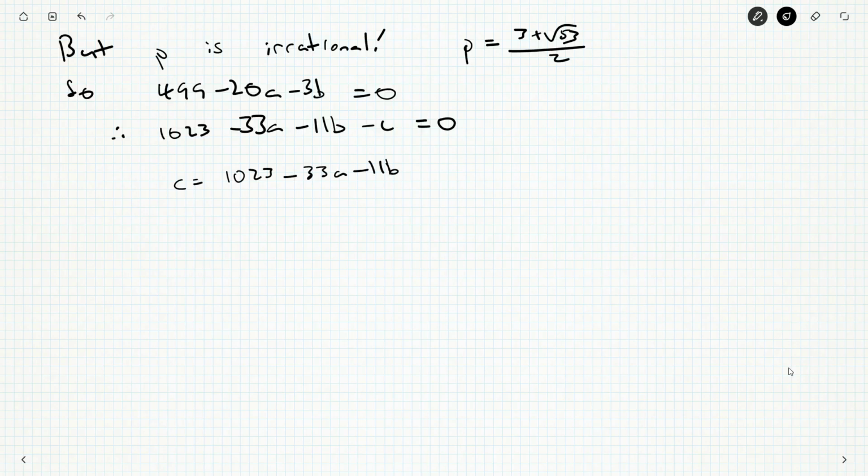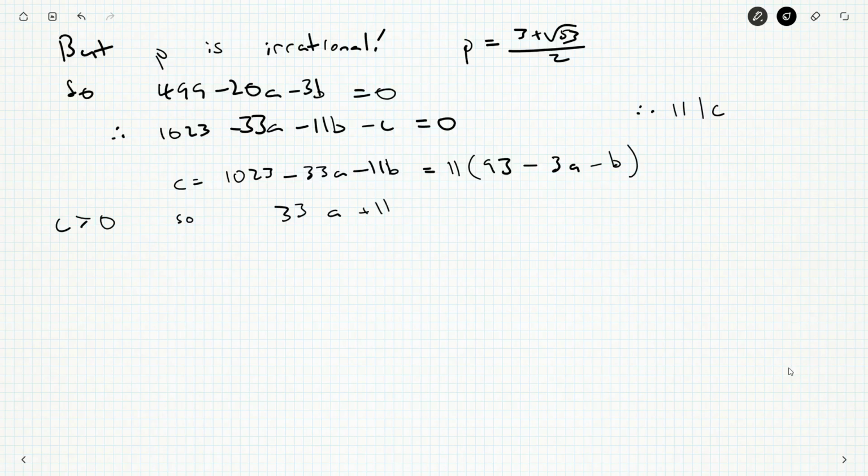Now, 11 and 33, they catch my eye. They're multiples of 11. And so is 1023, because that was 93 times 11. So that tells me 11 has to divide C. So if they're positive integers, alright, C is positive. So that means 33A plus 11B must be less than 1023. And that sort of limits what C can be. Can C be 1 times 11 or 2 times 11 and so on? Now, I do know exactly that 20A plus 3B has to be equal to 499.